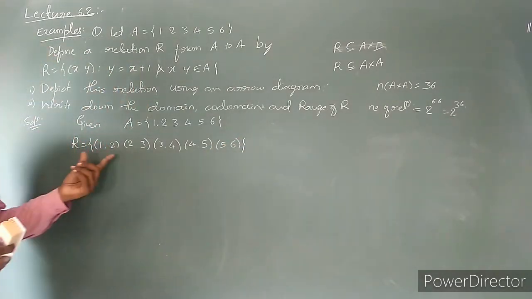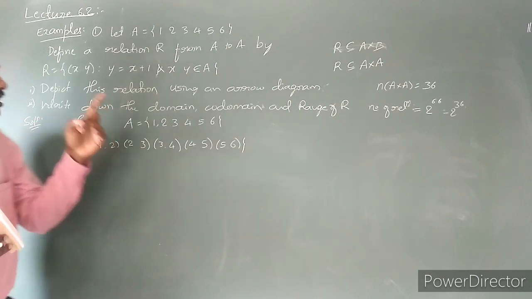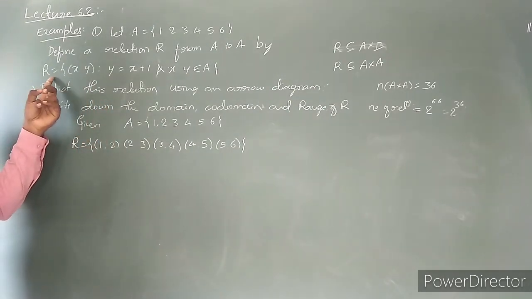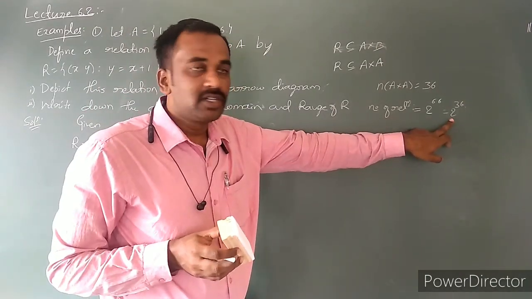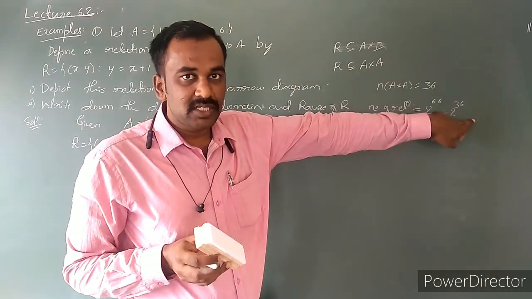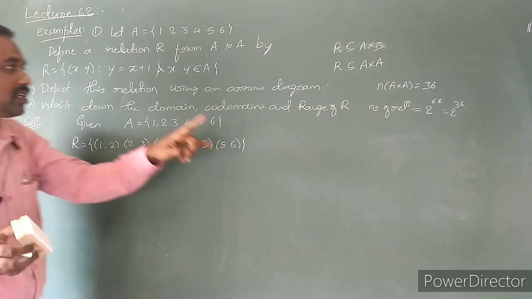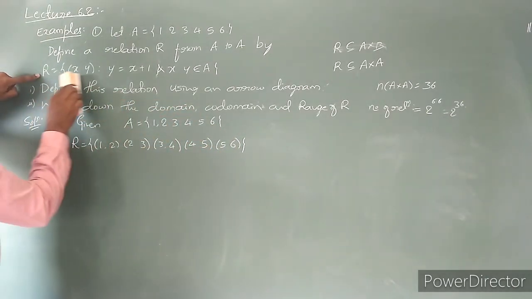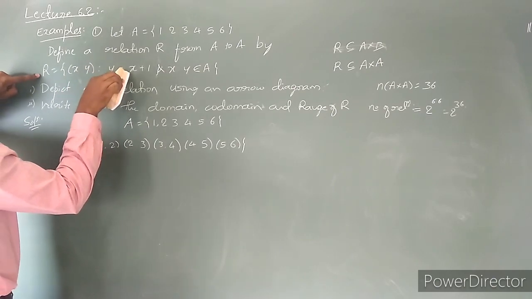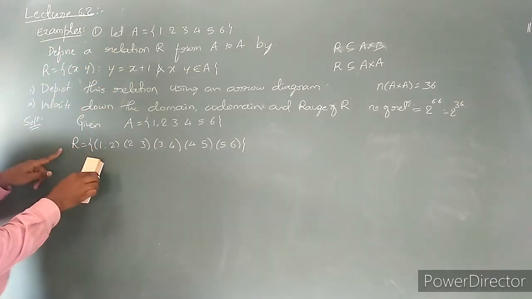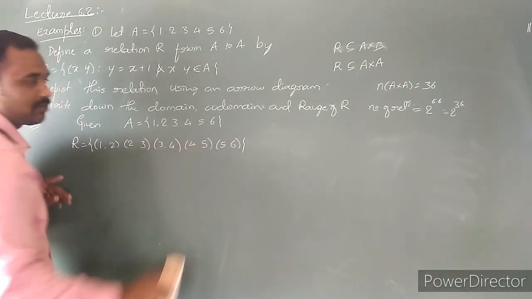Only these ordered pairs are present in the given relation. This is one relation. Out of 2 power 36 relations, one relation is given. What is that relation? This is that relation. It is in set builder form. I just converted it into roster form. These ordered pairs are present.